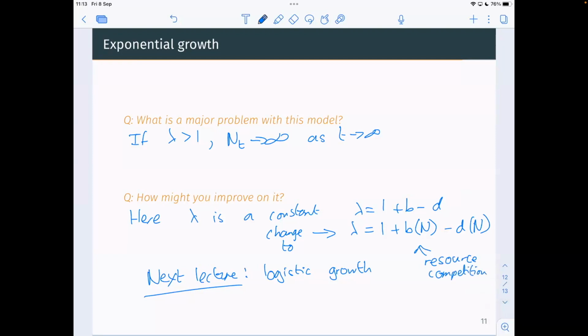It could be competition for space. I mean, space can essentially be treated like a resource. Competition for mates as well. There are lots of different reasons as to why this might change with population size, and generally we would expect it to decrease and potentially go negative as population size gets very large.